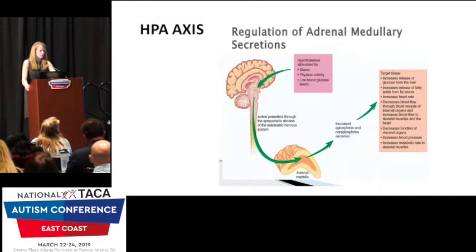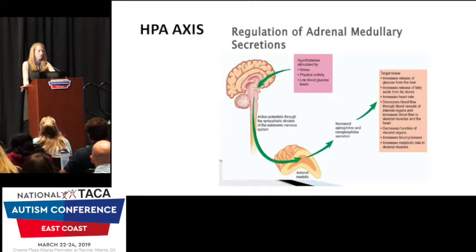So this is the regulation. Essentially what we see here is that the hypothalamus is going to secrete the corticotropin releasing hormone that then stimulates the pituitary gland. That pituitary gland will release the ACTH that notifies the adrenal medulla that, hey, there's something stressful going on, and therefore we need to release the catecholamines, that norepi and epinephrine. And as a result, we're going to have that fight or flight response.